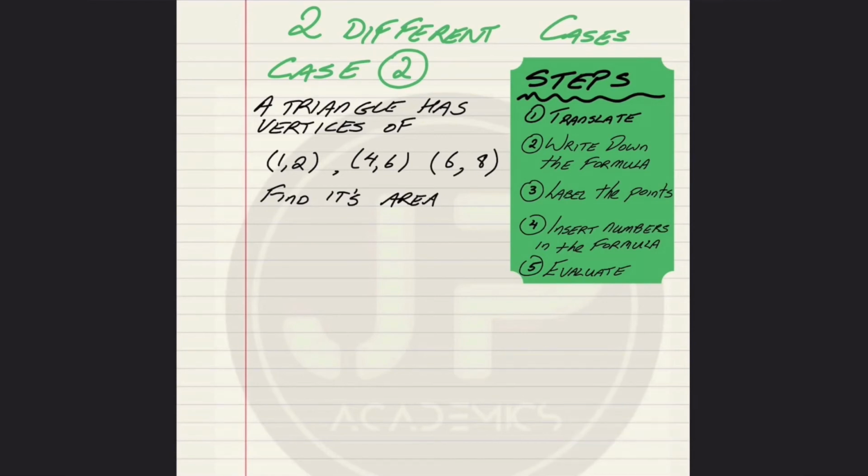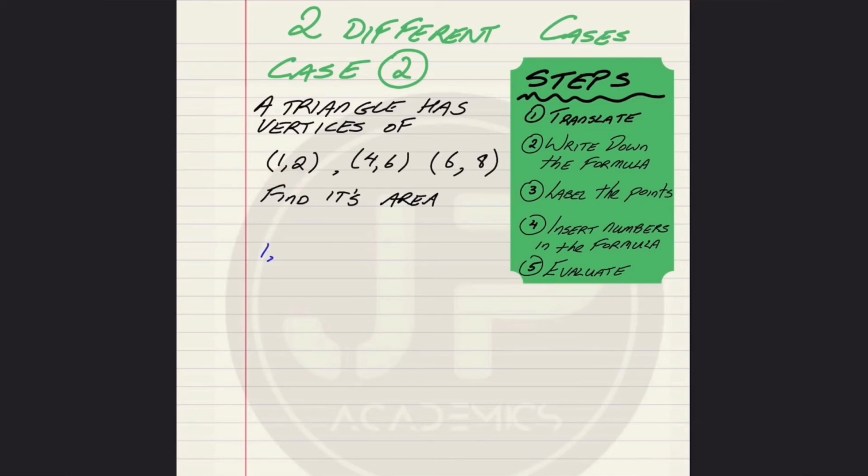This question says a triangle has vertices of 1, 2, 4, 6 and 6, 8. Find its area. We know this is case 2 because none of the points are the origin, or none of them are 0, 0, which is the same thing. We have our steps here on the right hand side, but the only difference, I've added an extra step at the start which takes into account the fact that this is actually case 2 and not case 1. So we have to translate all of the 3 points. I need to choose which point I'm going to use to the origin. So just for the sake of it, I'm going to use this one because it's the closest.